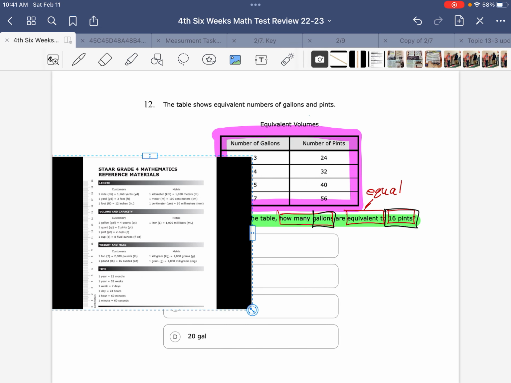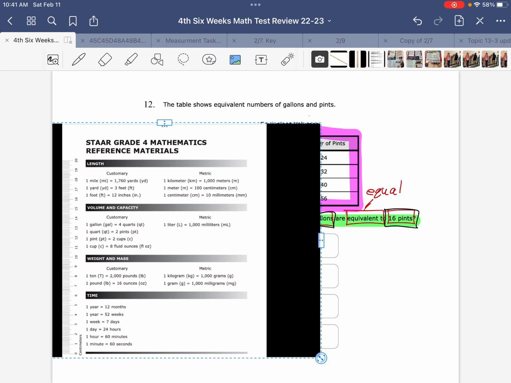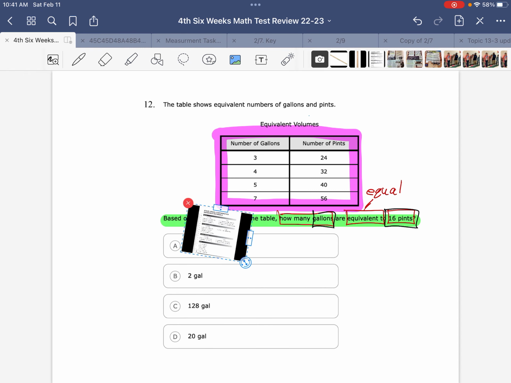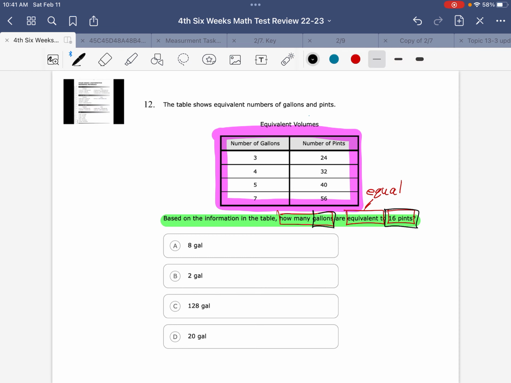It has all the formulas in here. Now, if we look at our formula chart, we're looking for gallons to pints. Okay, I have gallons to quarts. I have pints to cups, but I don't have gallons to pints. So for this part, if the formula chart does not have it, then I can make my gallon castle. Okay, so I'm going to do that right now. In my gallon castle, I have the castle.